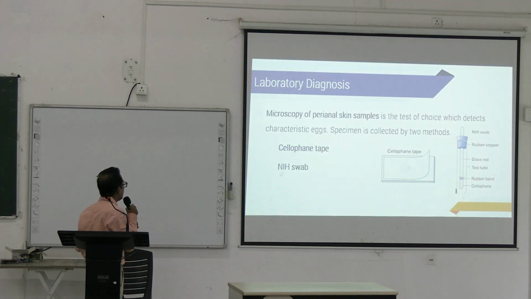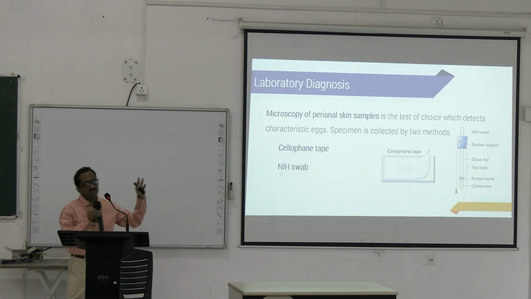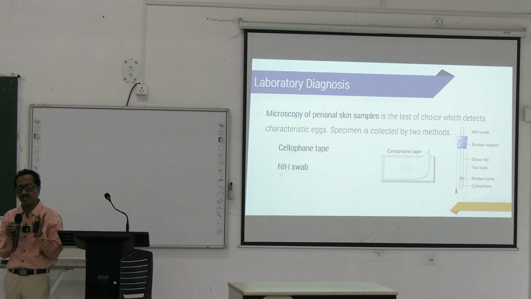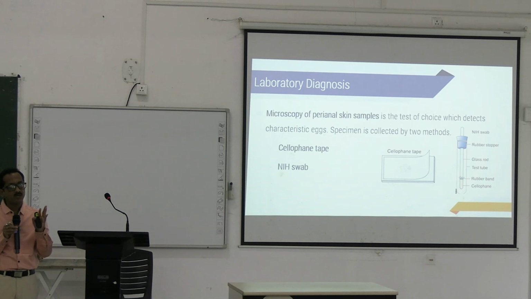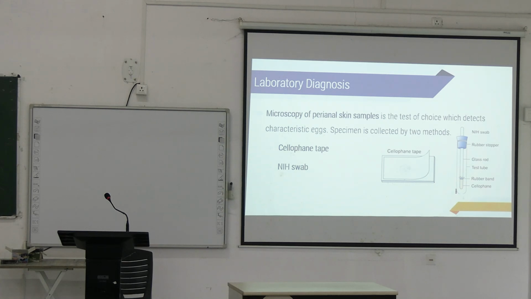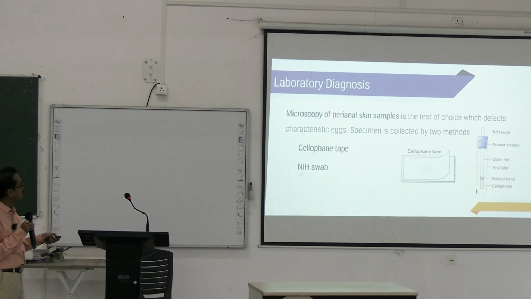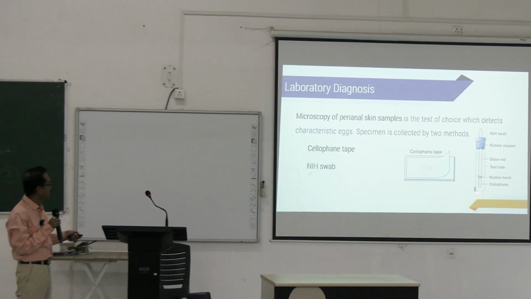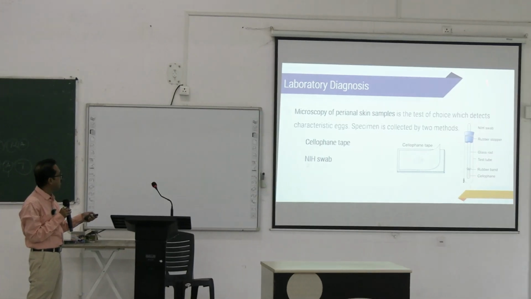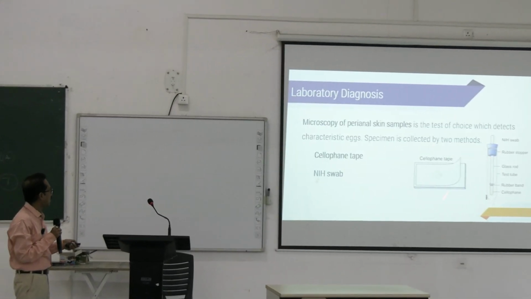Now microscopy: how will you take the sample? Remember this term, NIH swab, National Institute of Health, because this may come as a short note. It has come several times as a short note. The NIH swab is for diagnosis of Enterobius vermicularis or pinworm. The swab is taken by two methods, either a cellophane tape in the perianal area or with an NIH swab, which is a rubber stopper, glass rod, test tube and rubber band, and the cellophane. So this is the NIH swab.